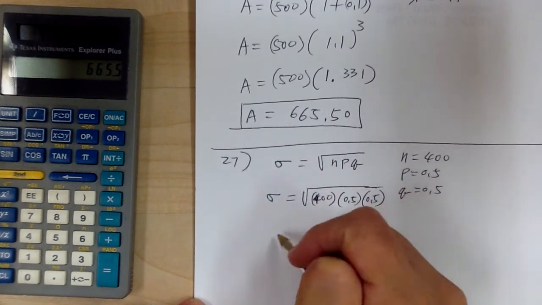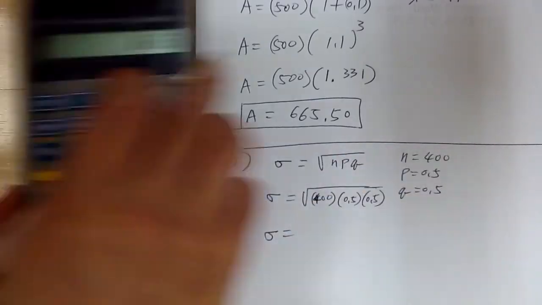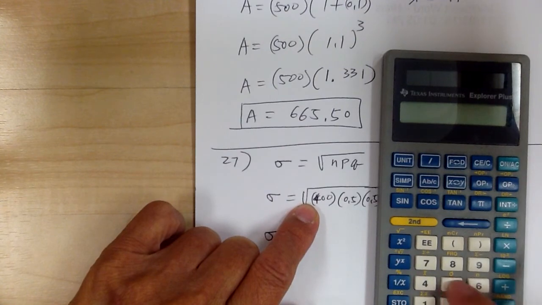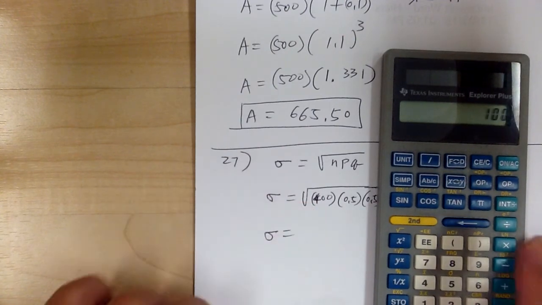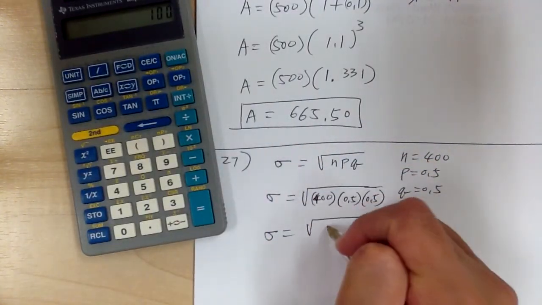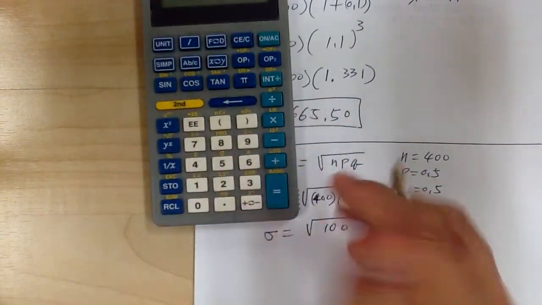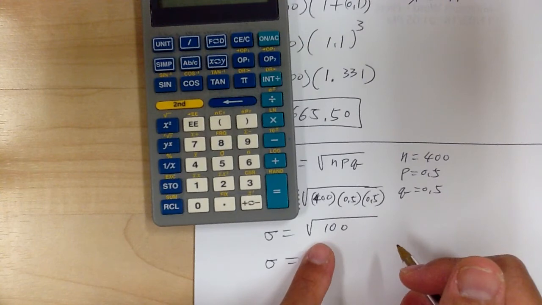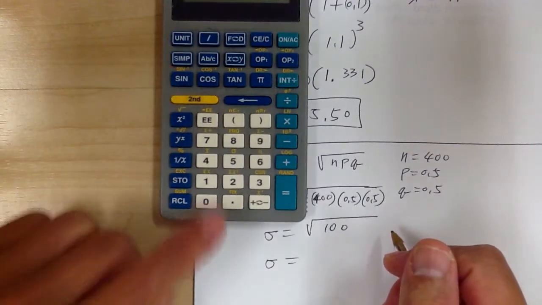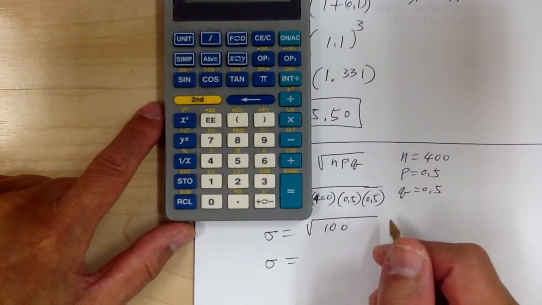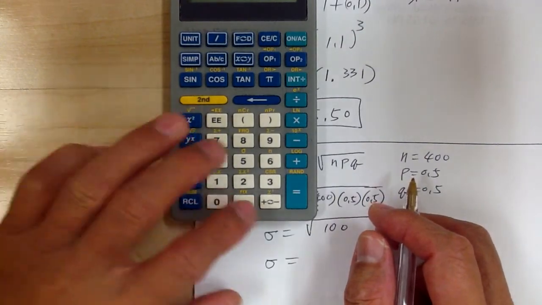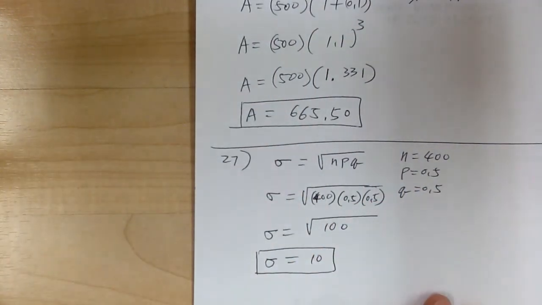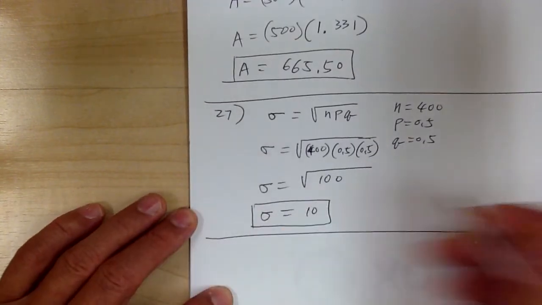First you have to figure out what this is equal to, so you multiply out. 400 times 0.5 times 0.5 equals 100, so you have the square root of 100, and then you take the square root. Some of you can do it in your head, right? It's 10, but if you can't, just use your calculator and push the square root button, and that's it. So 10. Okay, let's go to number 28.